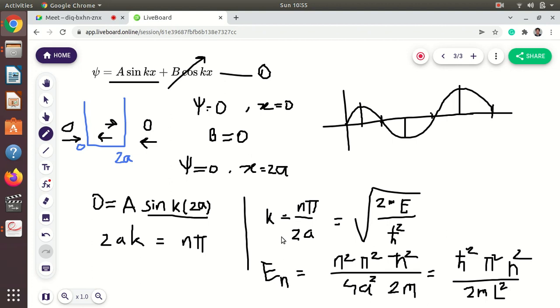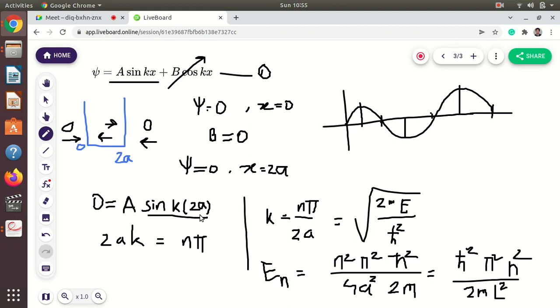So this part is easier to solve when the asymmetric well is there. Because this is 0, sine 0 becomes 0, and this part cos 0 is 1. So B has to be equal to 0 all over the space. And because B is 0, A cannot be 0. Therefore this part must be equal to 0. So this is very easy to solve.